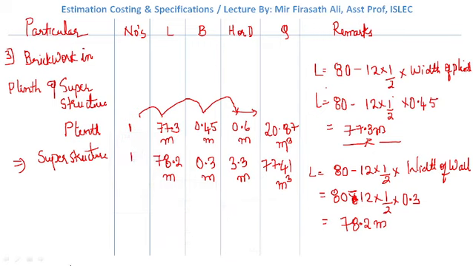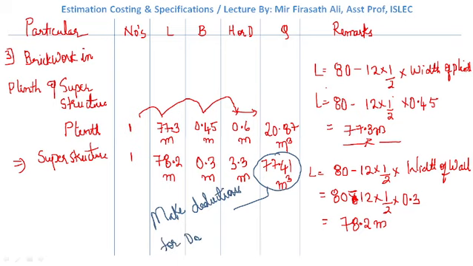From this value, 77.41 meter cube, we need to make the deductions for doors, windows and ventilators. So now let us calculate the deductions.